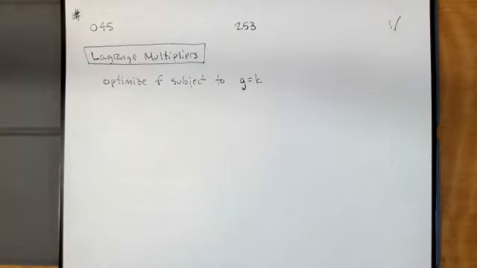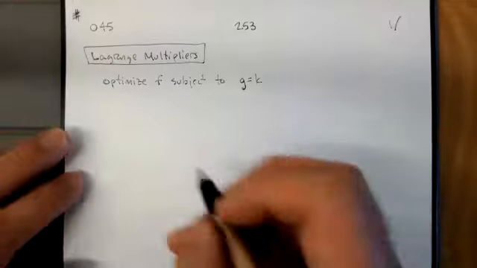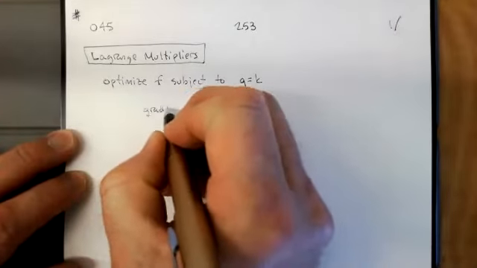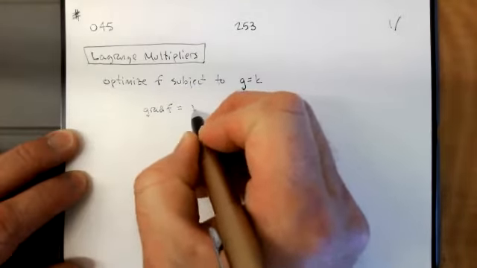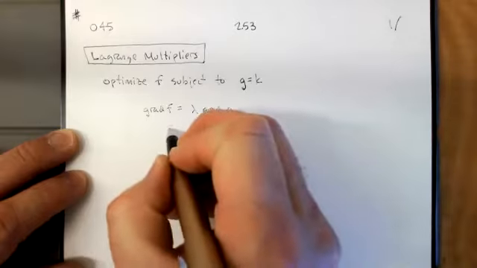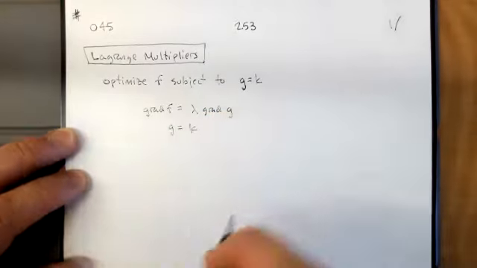So we know what we're supposed to do. We want to set the first derivatives equal to 0 and solve, but then we just have this extra requirement that g is equal to k. So what we want to do is solve this system where the gradient of f is equal to lambda times the gradient of g, and g is equal to k.